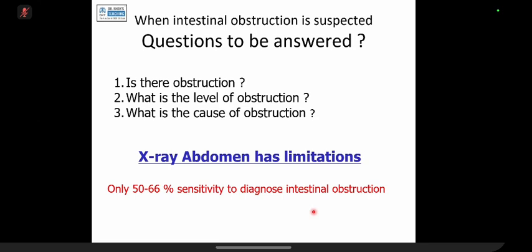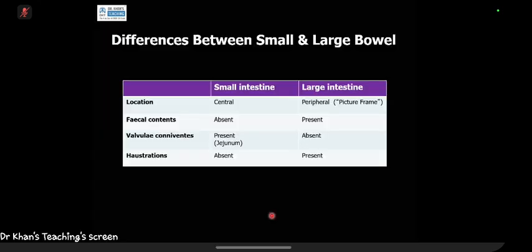Now, abdominal X-ray is not very good, 50 to 66% sensitivity, right? But still, it is a screening test. And if your clinical suspicion goes slightly to the right side, you just do a CT scan when you are in A&E. Now, this is a take-home point. Please remember, take a picture of this.